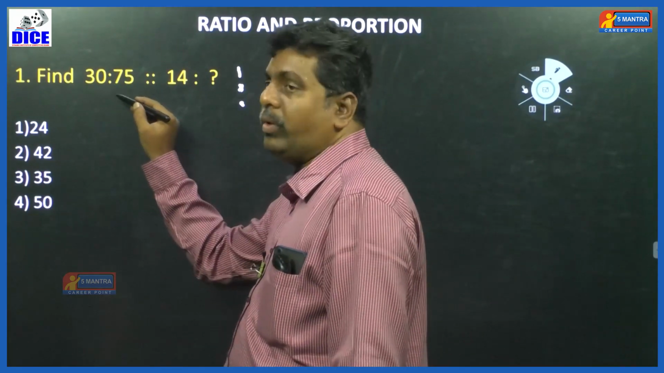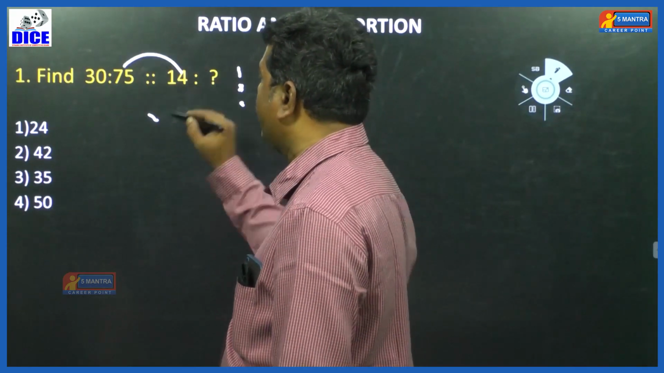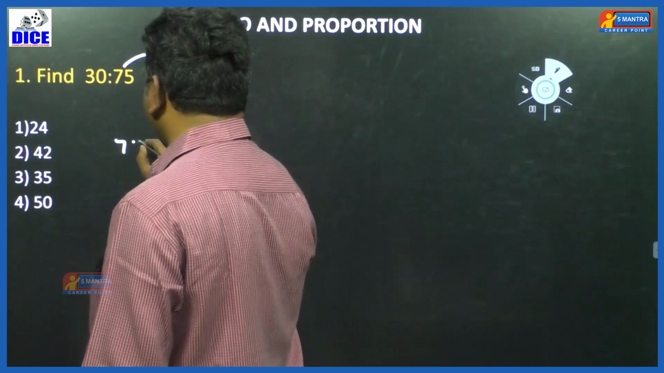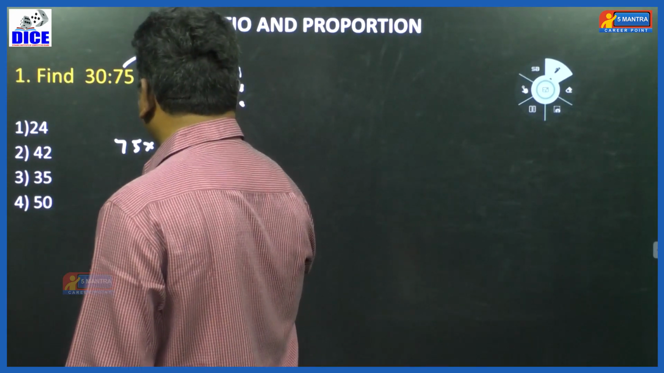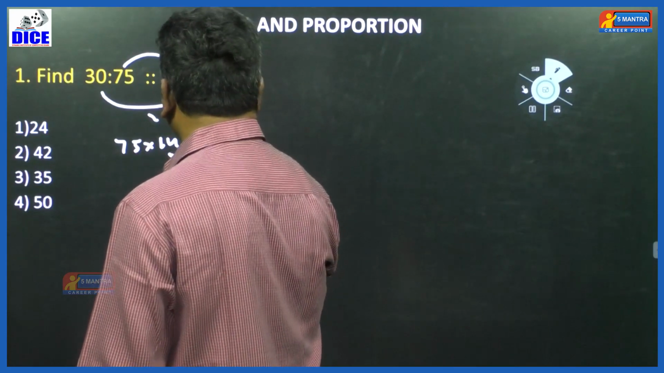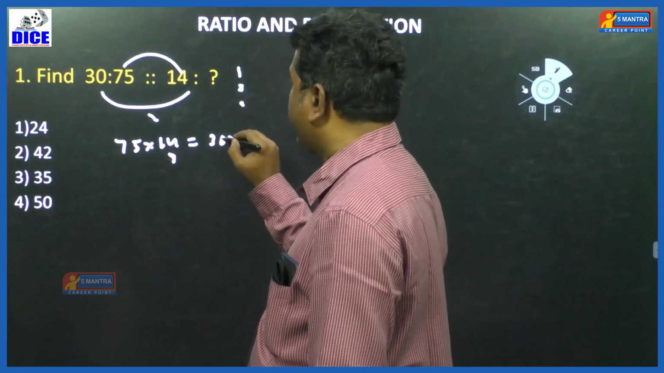So already we know the formula: product of means is equal to product of extremes. That is 75 into 14 is equal to extremes 30 into question mark. 30 into x. So here 15 2s are 30.